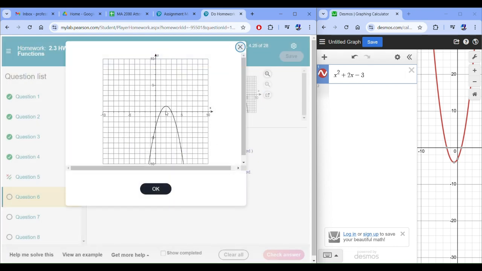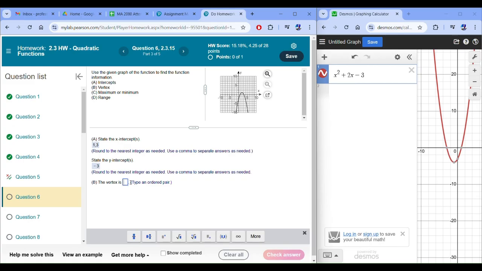So now, where's the vertex located here? It's at 2, 1. So 2, 1 is going to be an ordered pair because it's a coordinate.